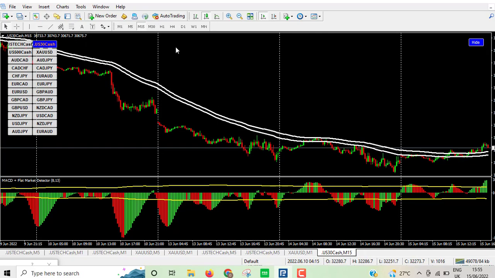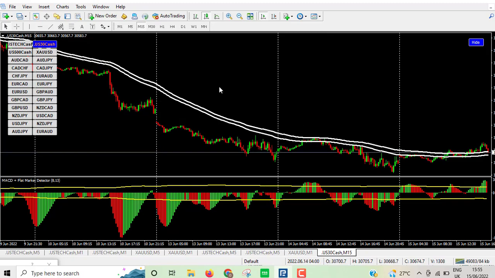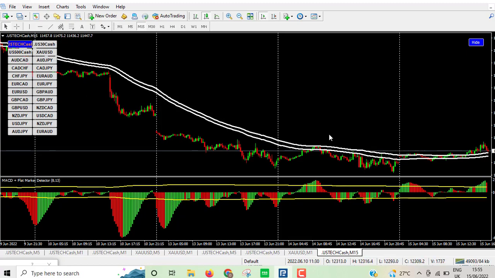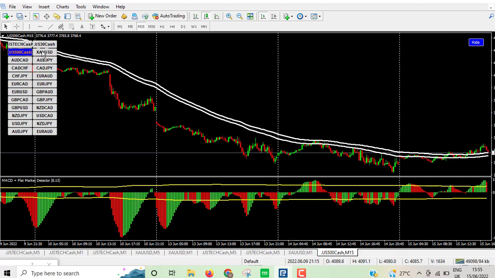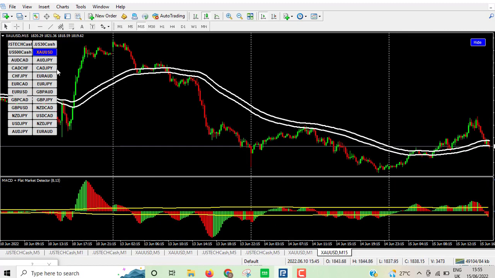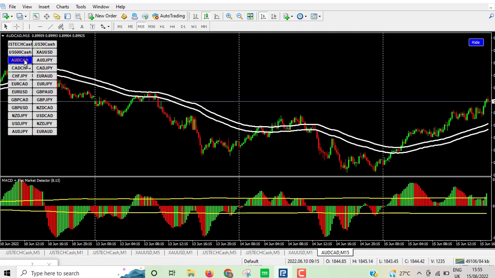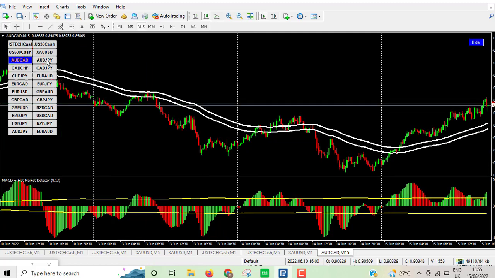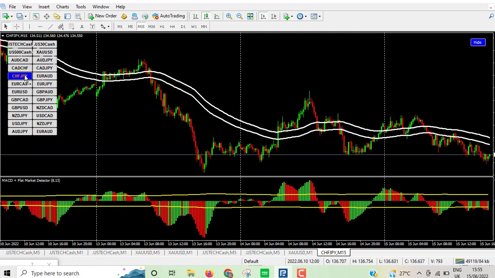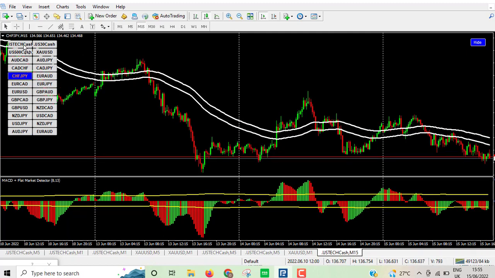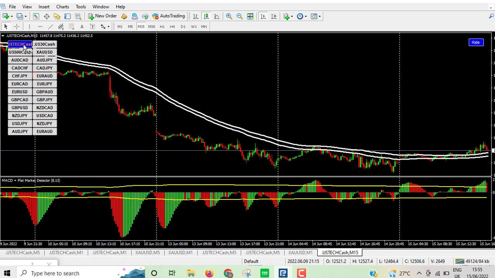Let's move over and check other pairs. This is US 30, this is Nasdaq, US Tech, this is US 500. We have gold here. We have different pairs, as you can see, so you can actually check them out. So let me explain how to use this particular strategy.